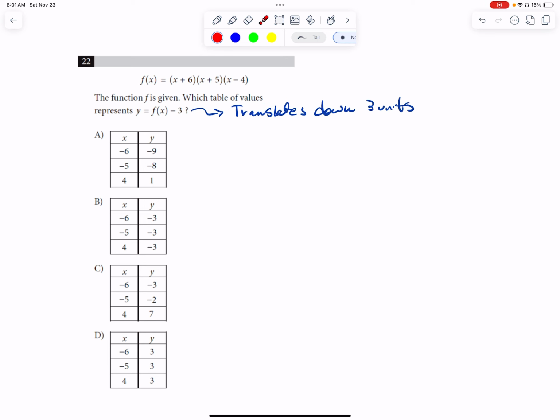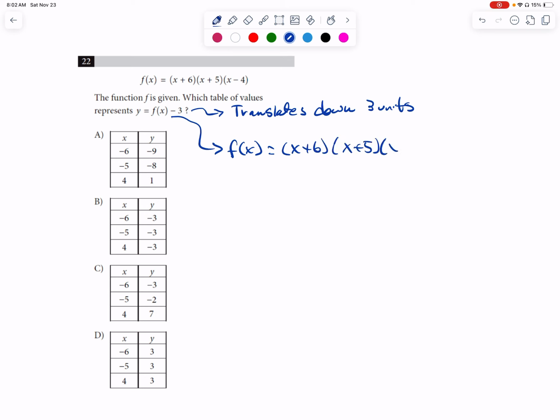That's what it does. And you can notice that in each one of these tables of values, we're just sticking in the same exact numbers. So we don't have to worry about different x values for different tables. We're sticking in a -6, we're sticking in a -5, we're sticking in a 4. So one of the things that you could do is just rewrite your equation. We're just taking the original one and subtracting 3 off of it. So f of x is equal to, then we have all these parentheses, x plus 6, x plus 5, x minus 4, and then we are subtracting 3.